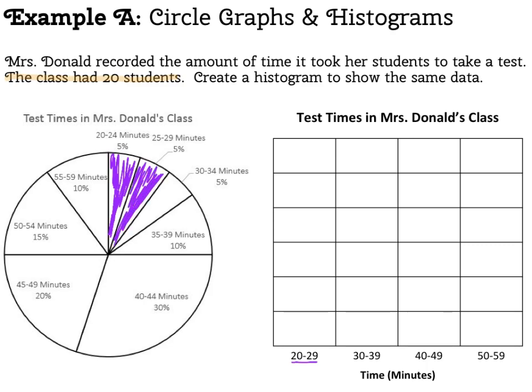So these two parts of our circle graph are going to be in the first column of our histogram. So we can see that we have to add the percentages together in order to make the one column. So we have two sections of the pie. We're going to have to add them together to give us the single column in our histogram. So one of our sections is 5% and the other section is 5%. So those two together are 10%.